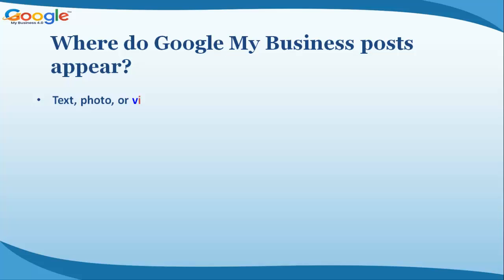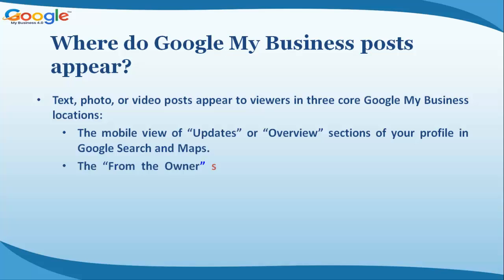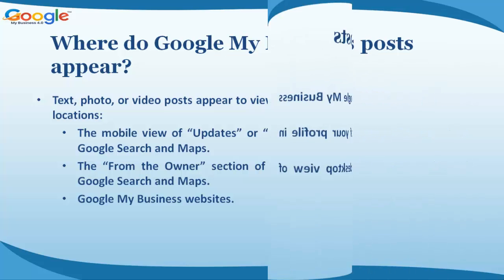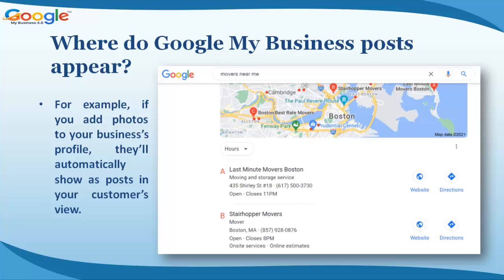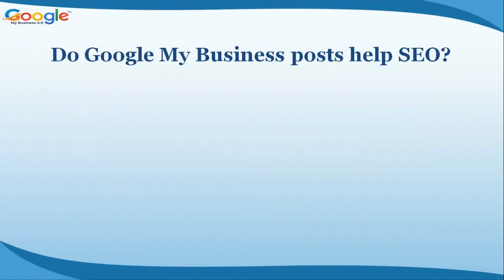Where do Google My Business posts appear? Text, photo, or video posts appear to viewers in 3 core Google My Business locations. The mobile view of updates or overview sections of your profile in Google Search and Maps. The From the Owner section of your profile in the desktop view of Google Search and Maps. Google My Business websites. For example, if you add photos to your business's profile, they'll automatically show as posts in your customer's view.